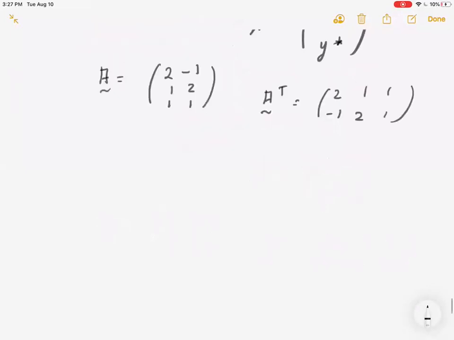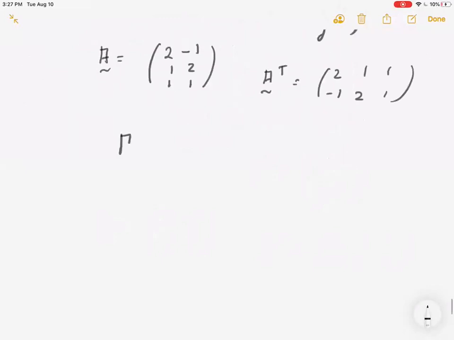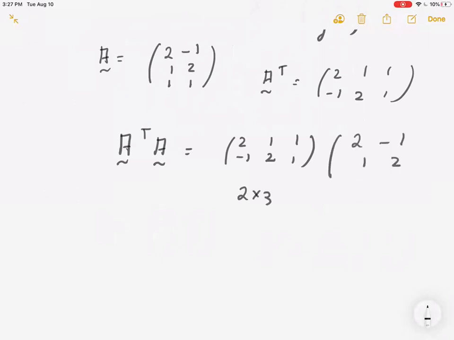I will need to calculate the transpose of A times A. So that's just this matrix, which is 2 by 3. And I need to multiply that by a 3 by 2 matrix. These matrices are compatible, so they're going to give me a 2 by 2 matrix, which is this.